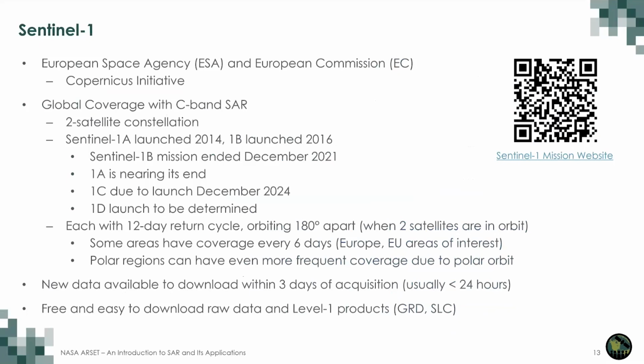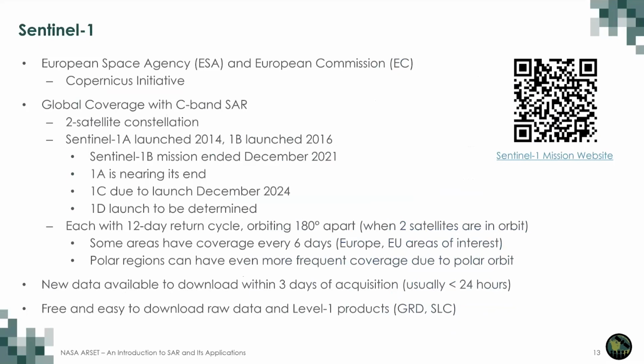Because these are polar orbiting satellites, we also see a lot more coverage closer to the poles. So if you're interested in amplitude data in particular, there are a lot of repeat passes, even if they're not quite from the same path. You can get quite a dense time series.